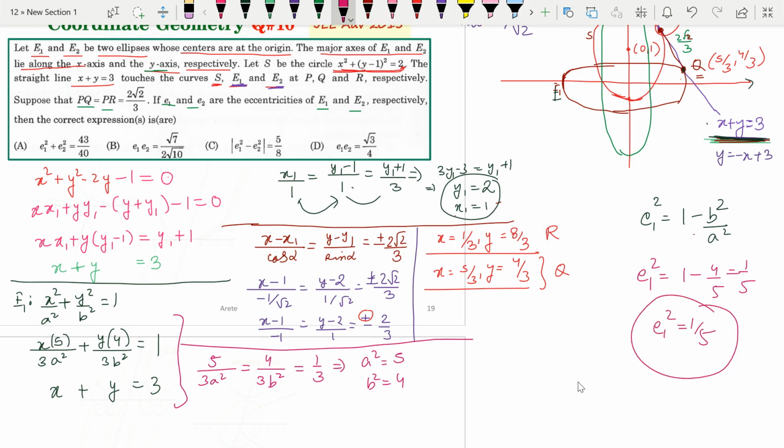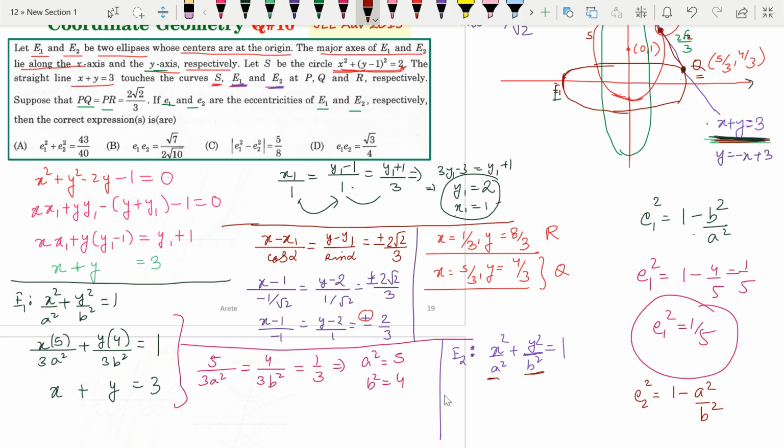Now, can I also get the equation of the ellipse E2? Remember, E2 has its major axis along the y axis. So let me assume the same equation, x square upon a square plus y square upon b square is 1. I hope you don't get confused with that. This is another ellipse. The only thing is this is major and this is minor. So what will be the eccentricity for that? 1 minus a square by b square, remember?